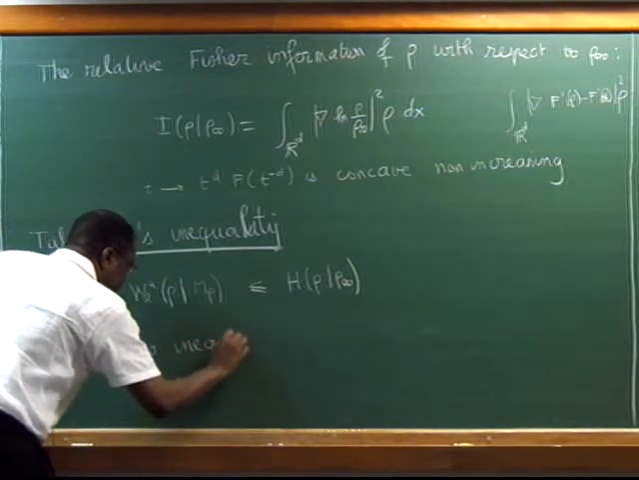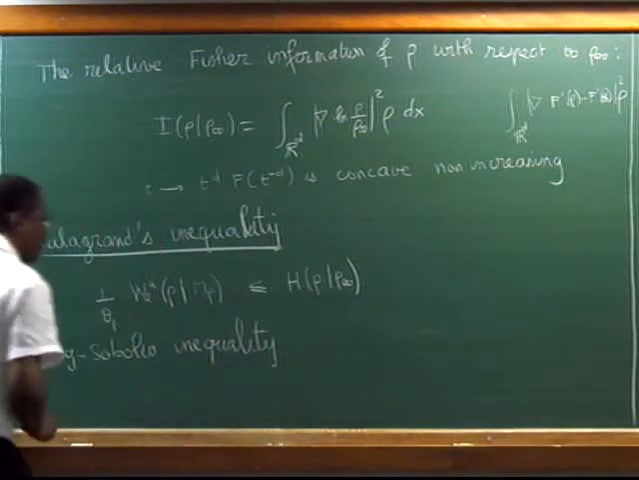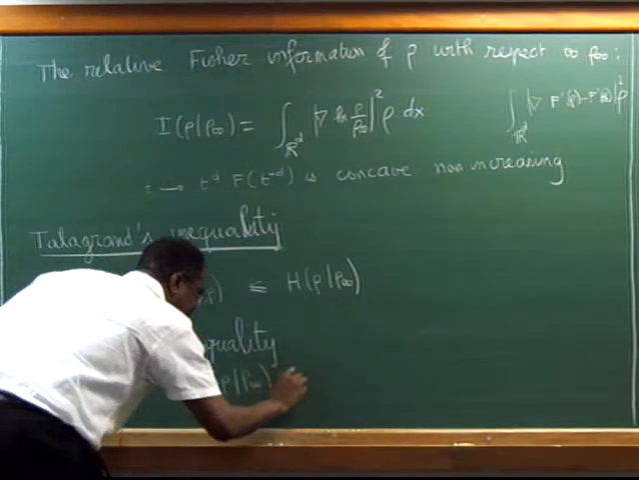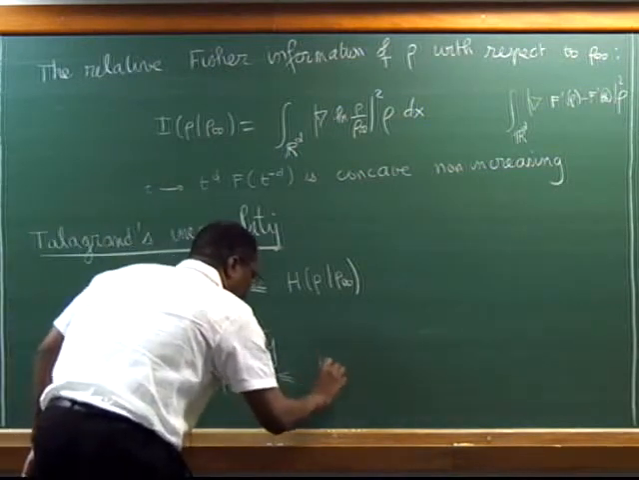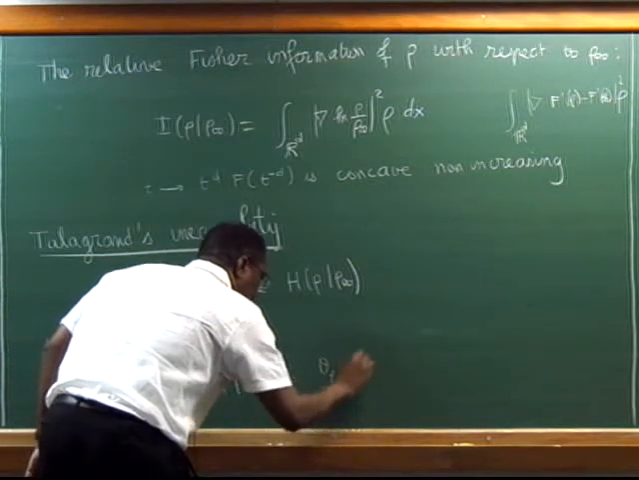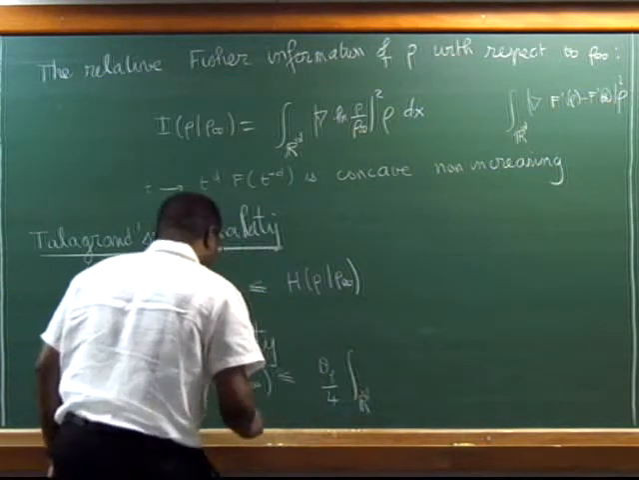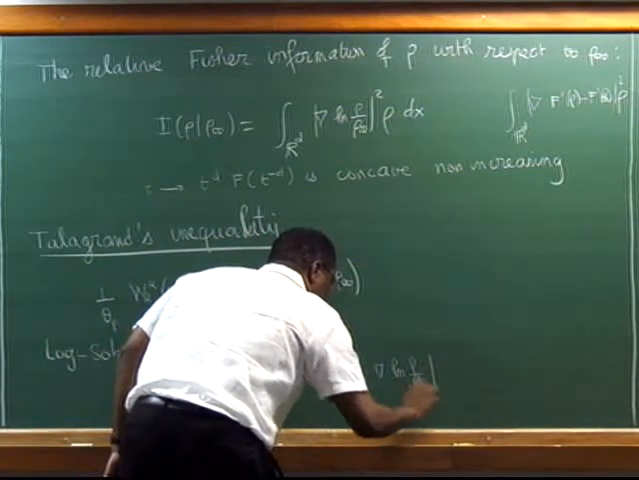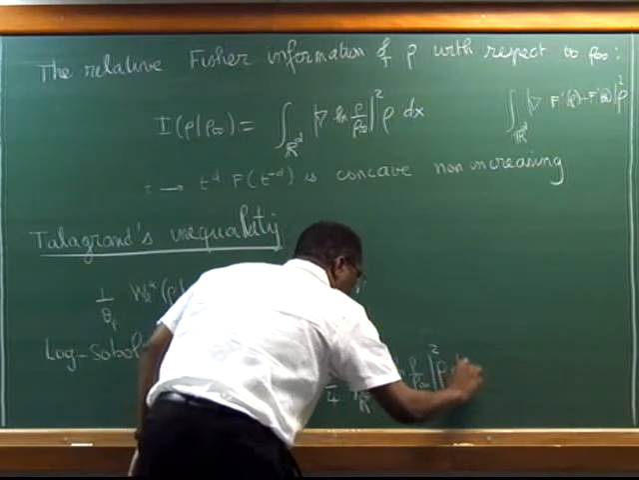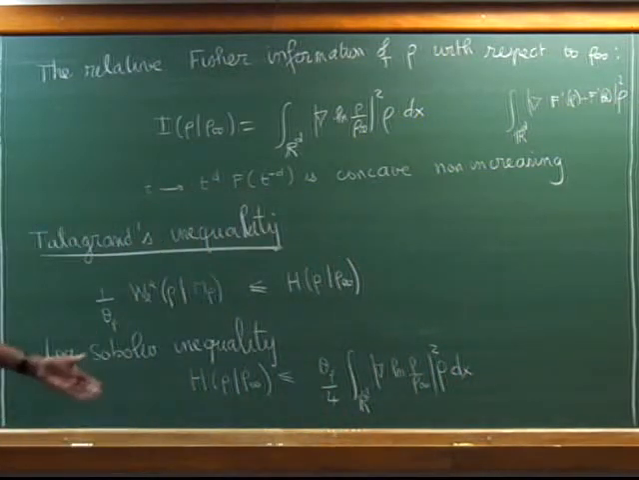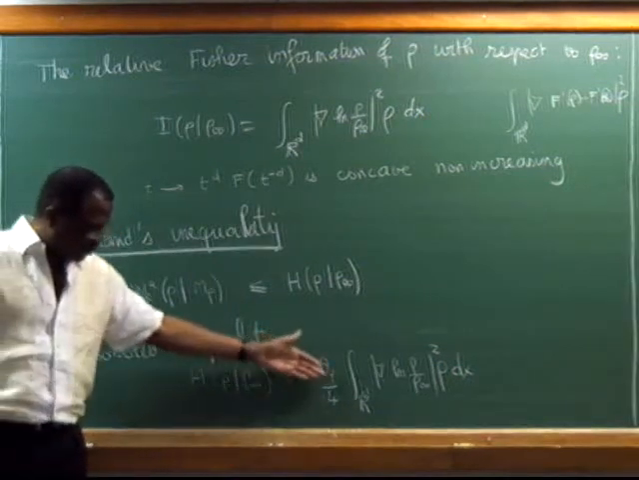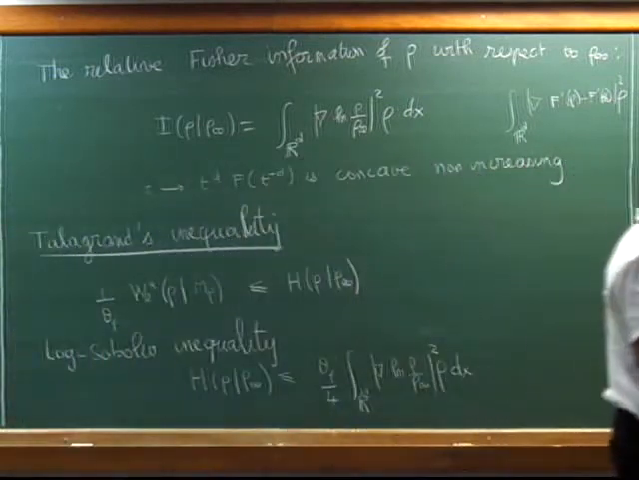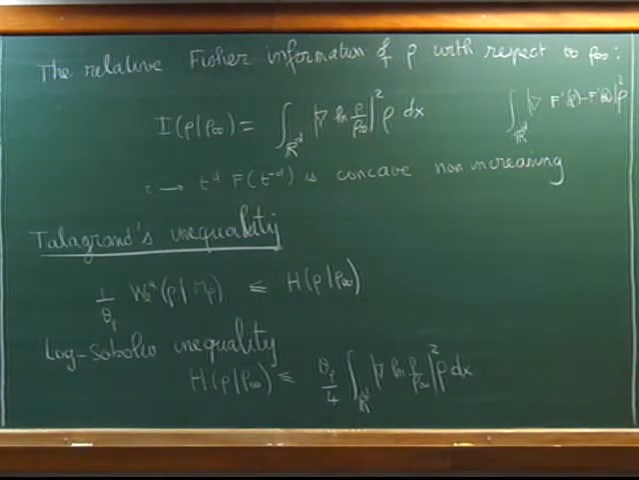inequality says that the relative entropy of rho with respect to rho infinity is less than theta divided by 4, the integral over R^d of the gradient of log of rho divided by rho infinity, squared, rho dx. And again, we see that we have a constant which is independent of the dimension, and again, we can let d go to infinity without losing the inequality.